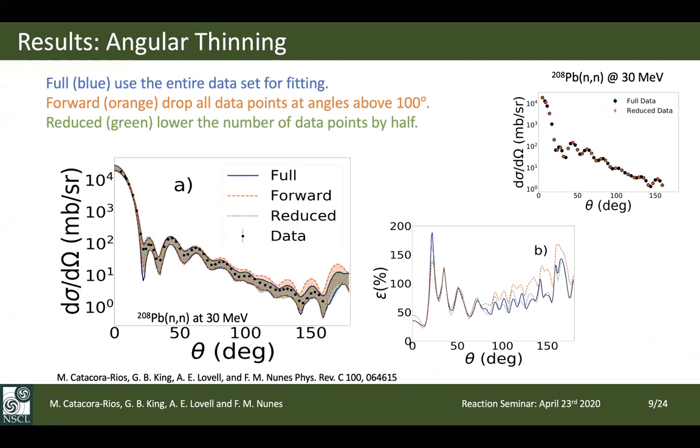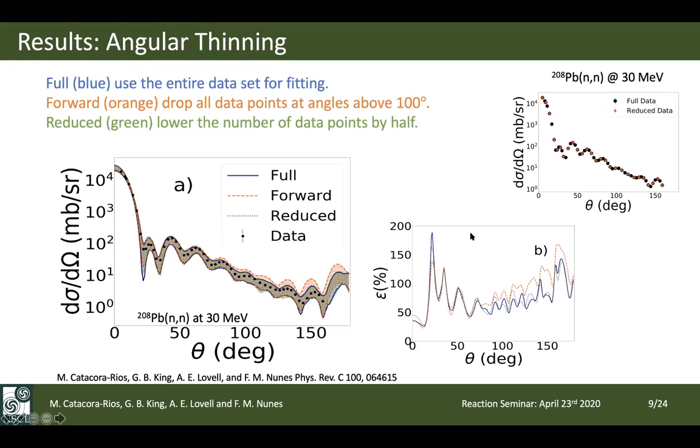From our mock data, we generated a full data set. And we will test the effects of removing the backward angles of this data set. The backward angles we defined as all angles above 100 degrees. We will also test what happens if we reduce the number of data points by half. We fitted these 3 data sets and compared the results. So for example, here I have my full data set in the black dots and my reduced data set in red squares. And then we would use these as inputs for our fitting.